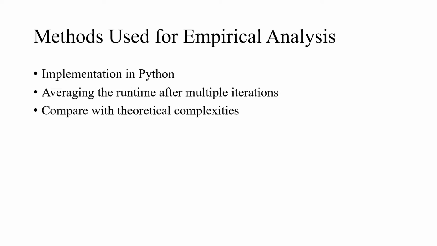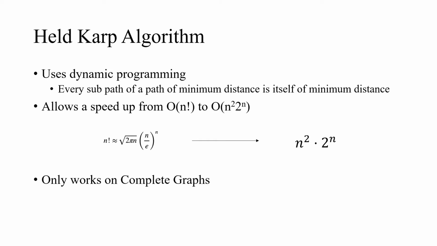The methods of empirical analysis that we've used include an implementation in Python of the most bare bones implementation of the program, which may or may not include other efficiencies that have been introduced by Python libraries and the language itself. We've then run the same algorithm on the same graph multiple times and averaged out the results.